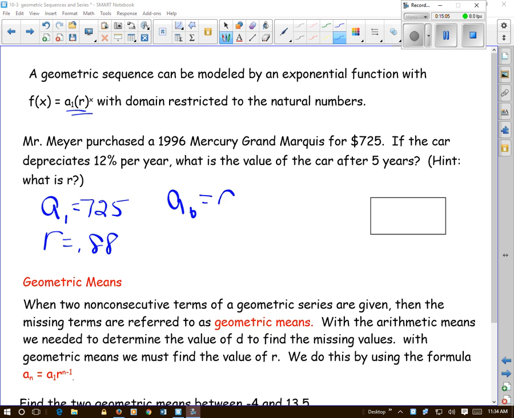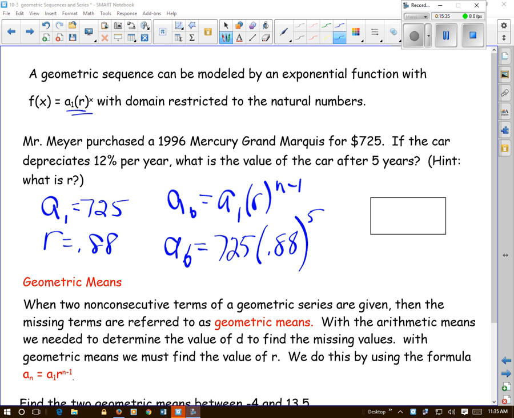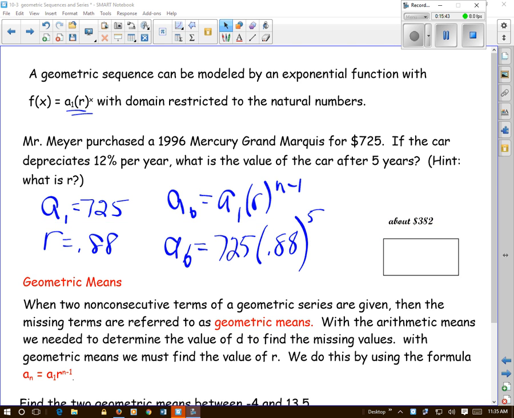we have a1 times r to the n minus 1. So a6 is going to be 725 times r, 0.88, to the n minus 1 power. Even though n is 6, the power that we end up with is still 5. Okay? And so we worked that out, and hopefully I worked it out correctly here. About $382.